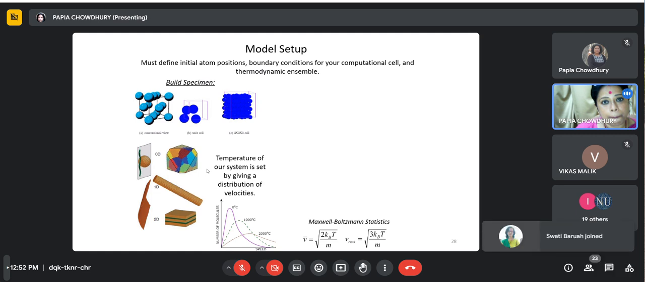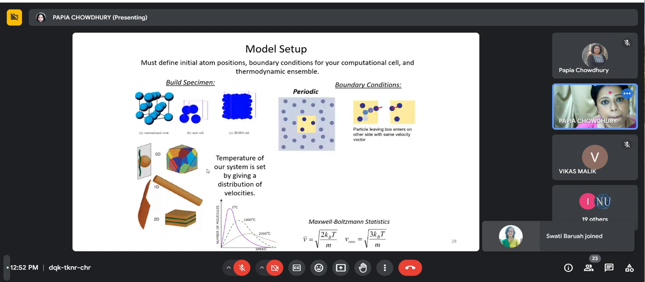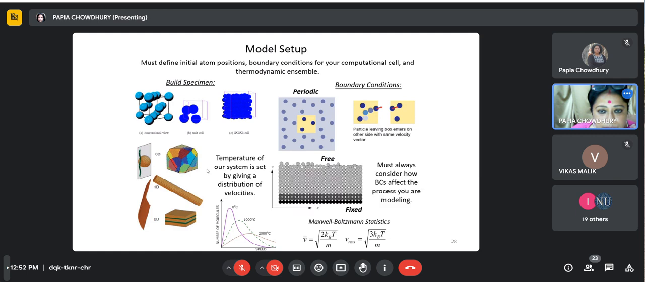So here the role is played by the different types of statistics. We can apply the microcanonical ensemble, canonical ensemble, grand canonical ensemble. Another thing is that for molecular dynamics, mainly we apply Maxwell-Boltzmann statistics, and we apply it for the microcanonical ensemble. But one thing is very important here: what will be the boundary condition? When we construct the system, we have to specify what will be the area, what will be the volume within which the particles will act.